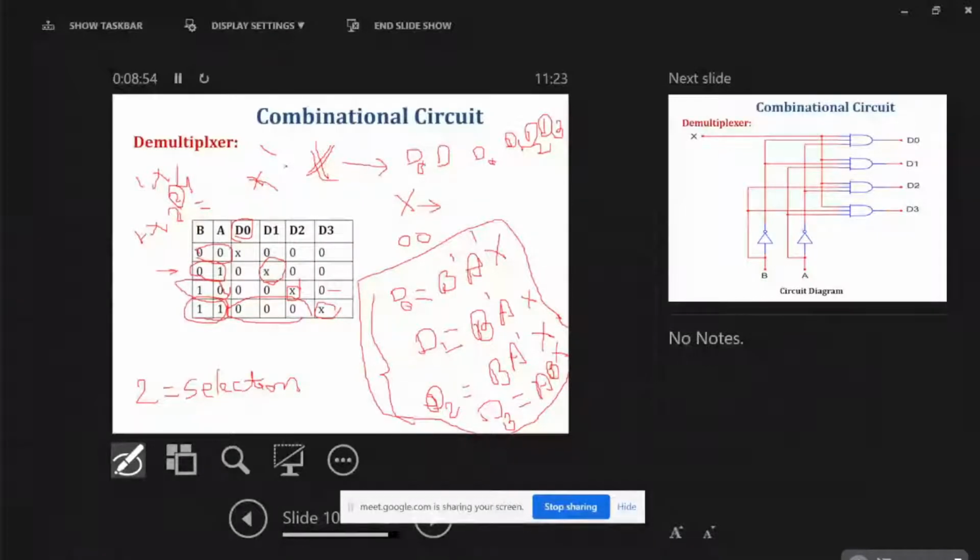Okay, so we know D0, D1, D2, D3. Now we will use various kinds of gates. For D0 we need the AND of B', A' and X. So for D0 we require one AND gate, for D1 one AND gate, for D2 one AND gate, and for D3 one AND gate. And to generate the complements of the selection lines A and B, we require two NOT gates. So now the implementation.